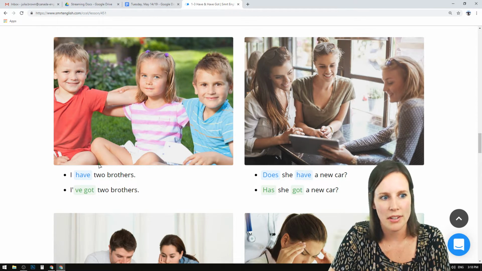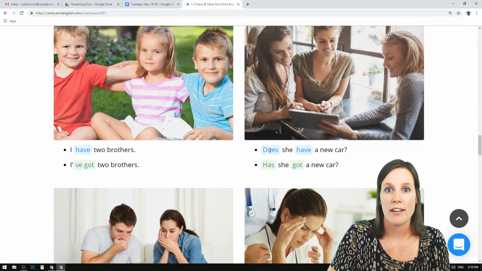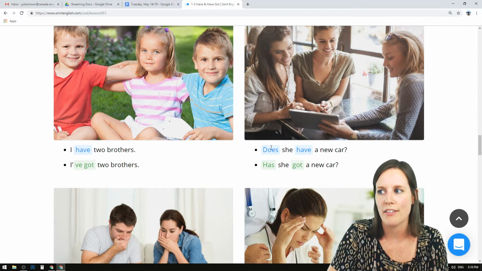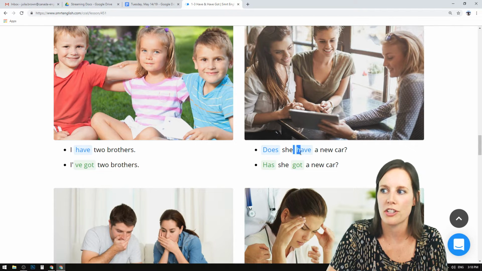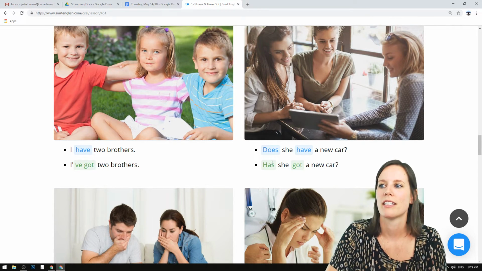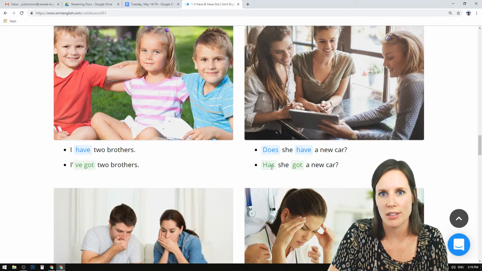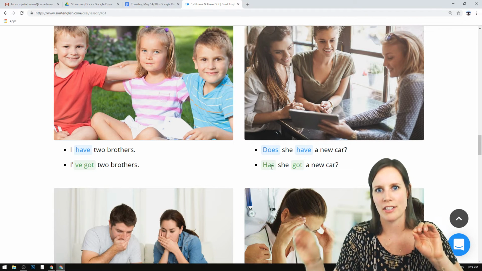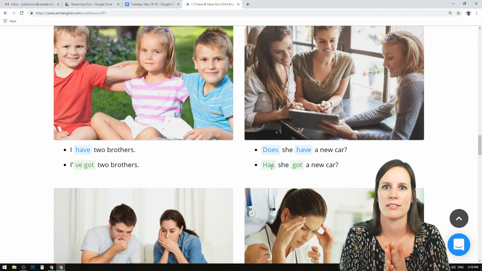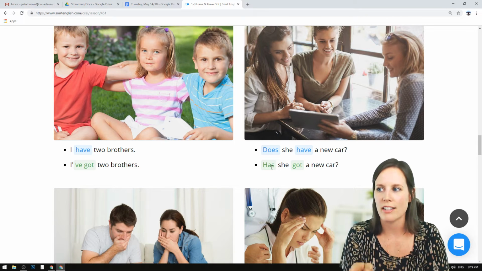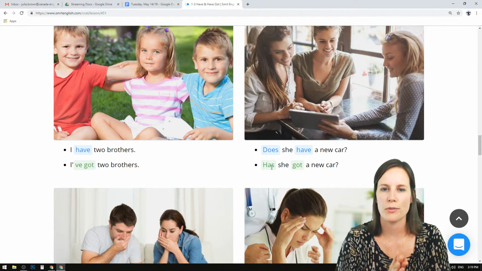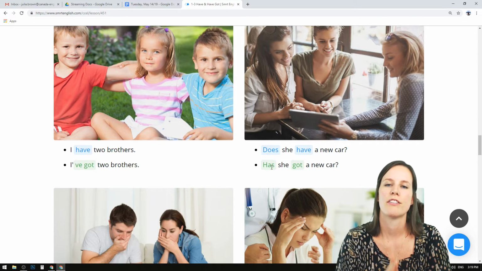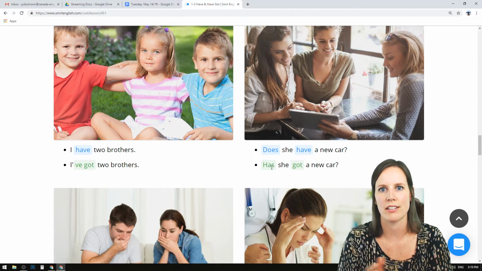Have you got any brothers and sisters? That's good. Let's see. We have question form where there is a small change, okay? Does she have a new car? Would be the question with have as a main verb. If you're going to use have got in the question, you have to remember to separate have and got. The subject goes in the middle, okay? So has she got a new car? There's no need to use does for asking questions with have got, okay?